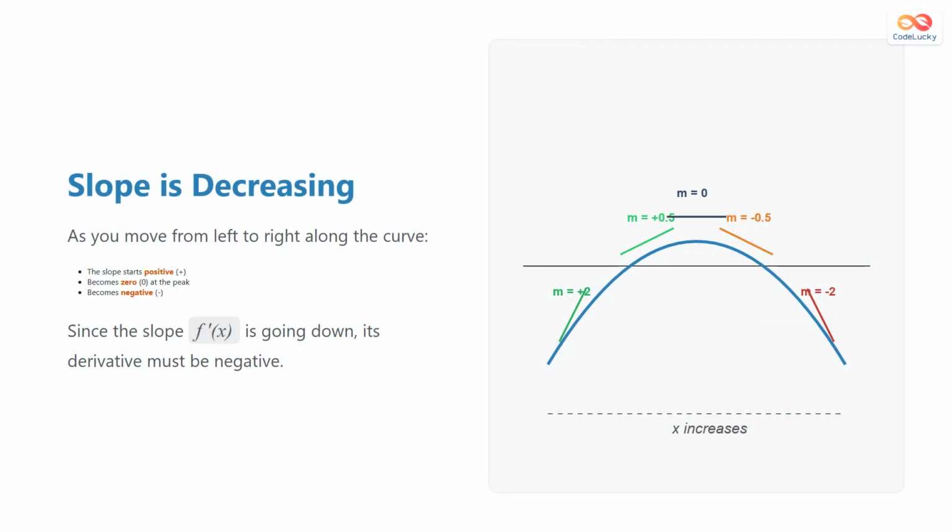Let's analyze the slope. As we move from left to right, notice how the steepness changes. The slope starts out positive, flattens out to 0 at the peak, and then becomes negative. This means the value of the slope is constantly decreasing.